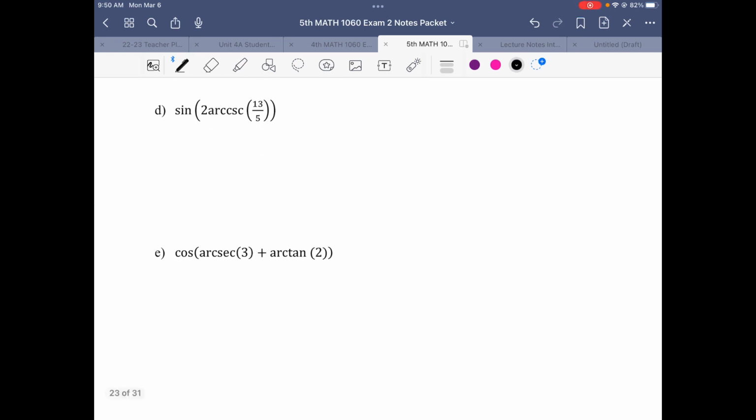Okay, and then with this one, I'm just going to point out that arc cosecant would result in an angle, and we know that sine of 2 theta can be rewritten as 2 times the sine of theta times the cosine of theta. Okay, and then this one, again, arc secant is going to be some angle, and arc tangent is going to be some other angle.